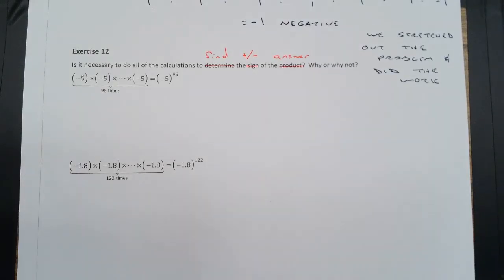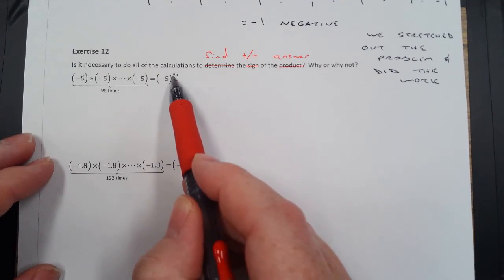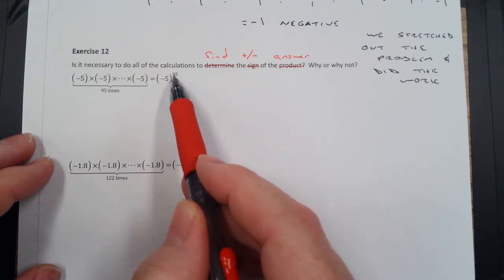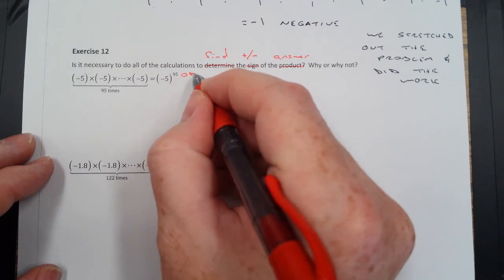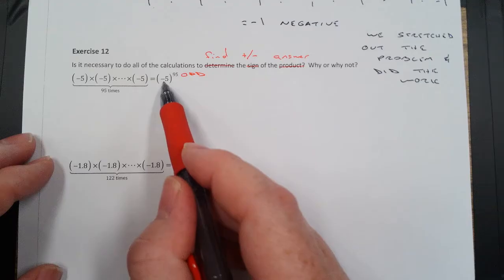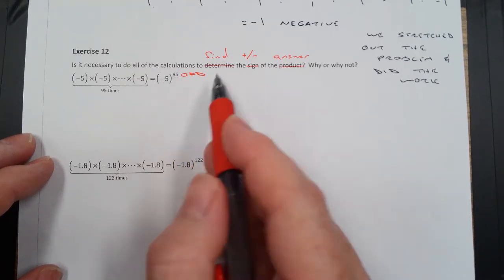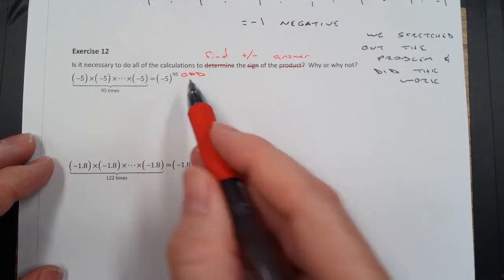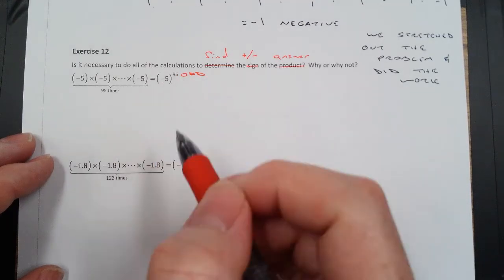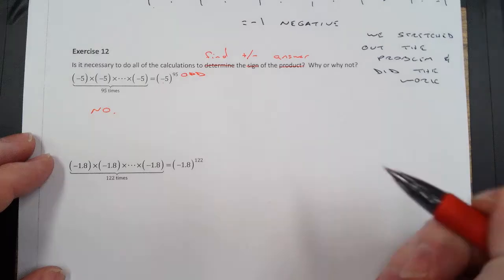So do you have to do all the work to tell me if the answer is positive or negative? The answer is no, you don't, because remember, -5 to the 95th power. 95 is an odd number, which means the base is negative, so 94 -5s are going to have buddies. But the 95th one is odd, so the answer will be negative because there will be somebody left out. So you say, no, I do not have to do all the work.